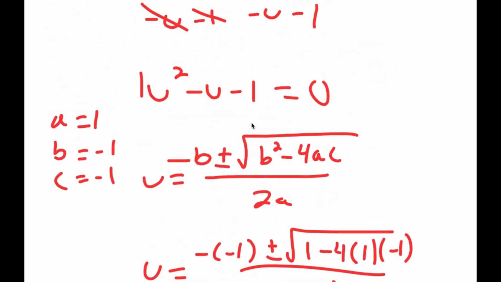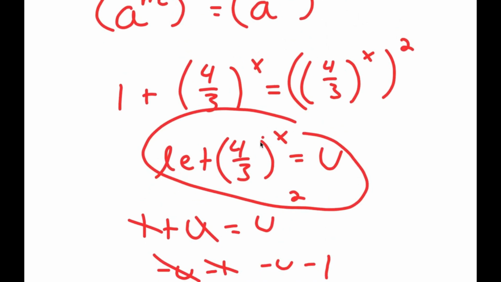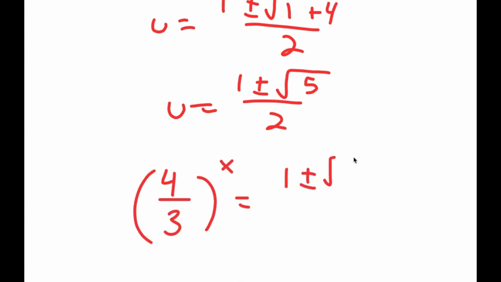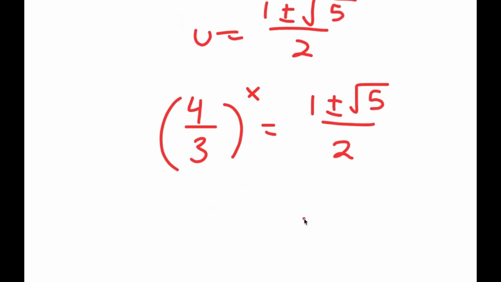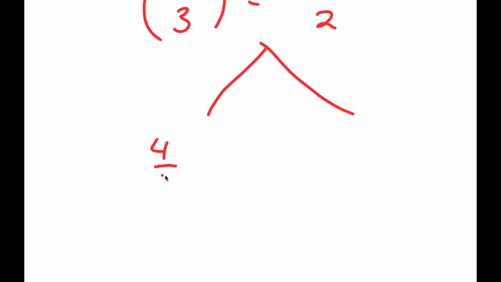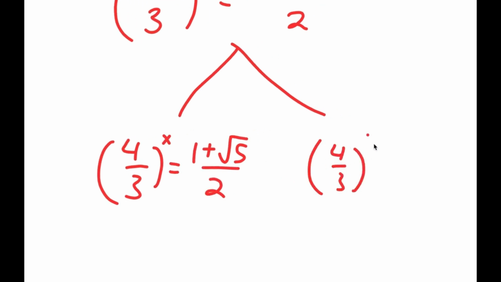Now, remember how we let 4 over 3 to the power of x equal to u. Well, this means that 4 over 3 to the power of x is equal to 1 plus or minus the square root of 5 over 2. Now, this gives me two equations. I get 4 over 3 to the power of x is equal to 1 plus the square root of 5 over 2. And I get 4 over 3 to the power of x is equal to 1 minus the square root of 5 over 2.